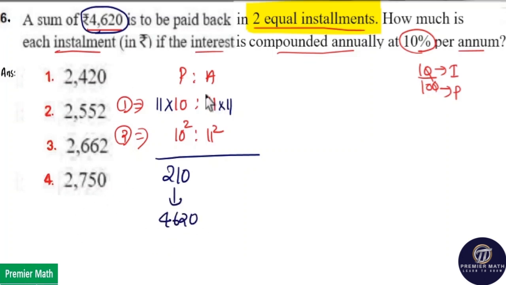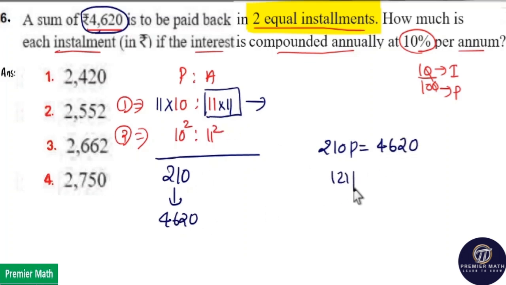Now we have to find out what the equal installment is. Equal installment means 121 part. So if 210 part is equal to 4620, then we have to find out what 121 part is. 121 part is equal to 4620 divided by 210 into 121. Here 21 goes 2 times in 46, remaining 4. So 21 goes 2 times in 42.